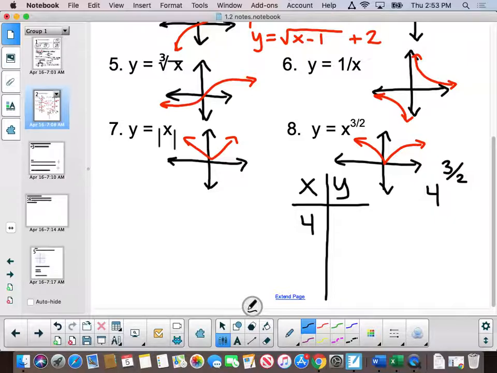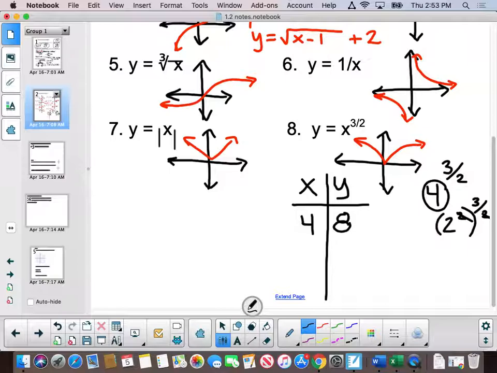I don't think so. You have to change 4 to what? 2 to the what power? Second. And you still gotta raise that to the what power? 3/2. What happens to the 2's? Cancel out. What's 2 to the 3rd power? 8. When x is 4, what are you gonna get for your y value on here?